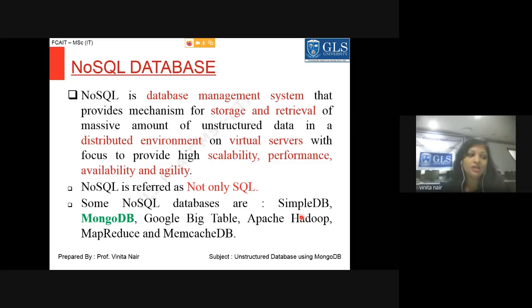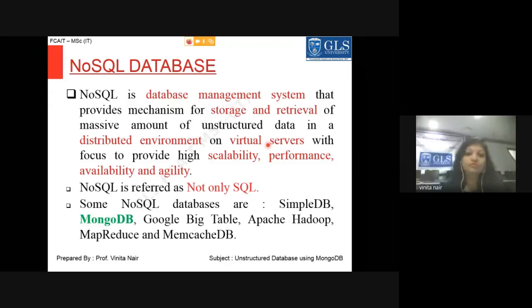Now here again I have mentioned certain keywords by using a different color, that NoSQL is a database management system. It is used for storage and retrieval of unstructured data, and it is on a distributed environment. Right? And it provides scalability, performance, availability, agility. Okay, we are not going into those parameters, but what NoSQL database helps us is to store the data and to retrieve the data in a better manner.